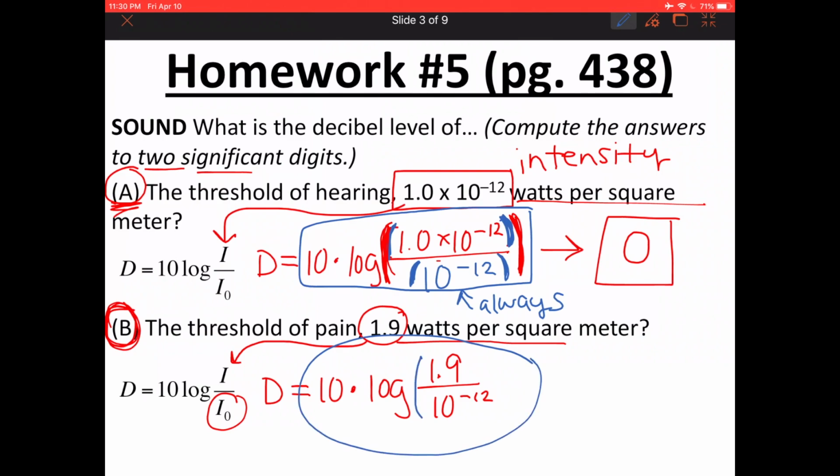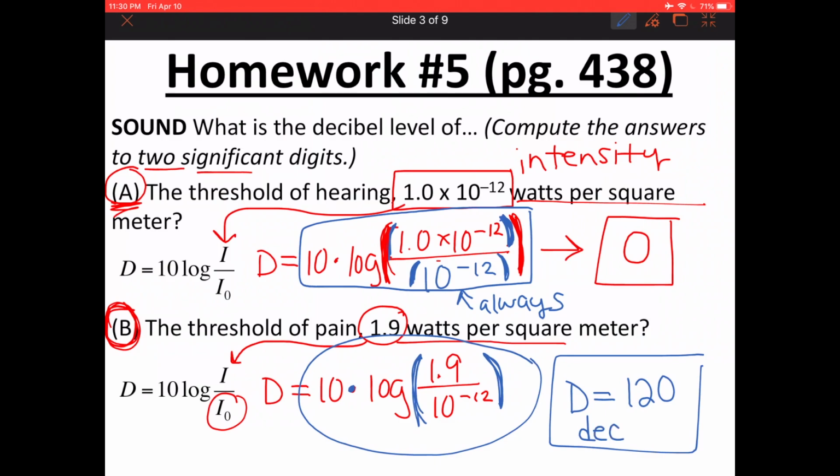Just please remember, we're going to put my fraction in parentheses. And this is 10 times log. Once I enter that all into the calculator, I end up with a decibel level of 120. So the threshold of pain is 120 decibels. Once you reach that amount of decibels, you're going to be in a lot of pain because it's going to hurt your ears. All right, guys, so hopefully these formulas aren't being too intense.